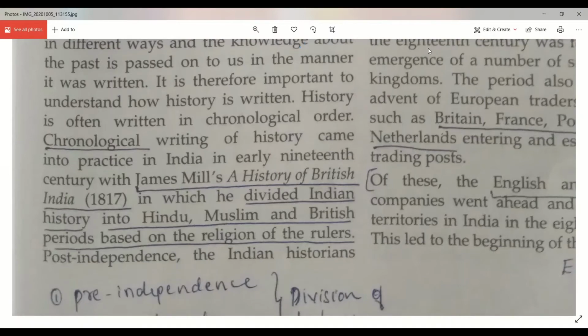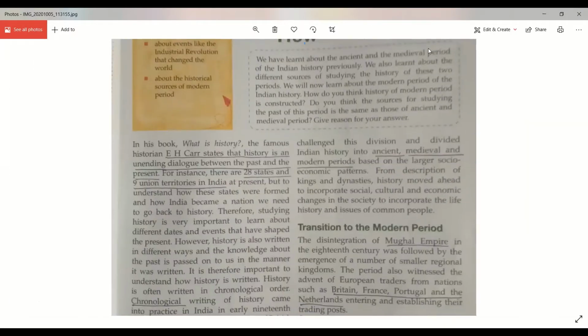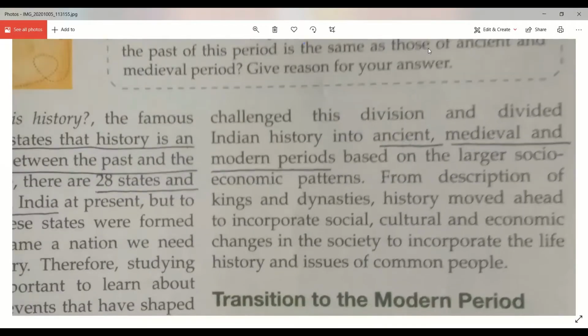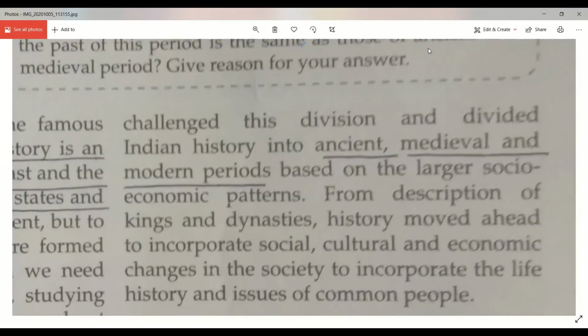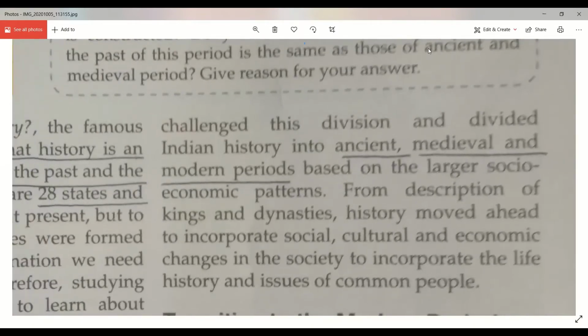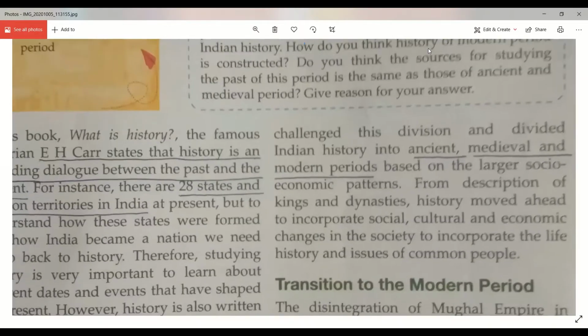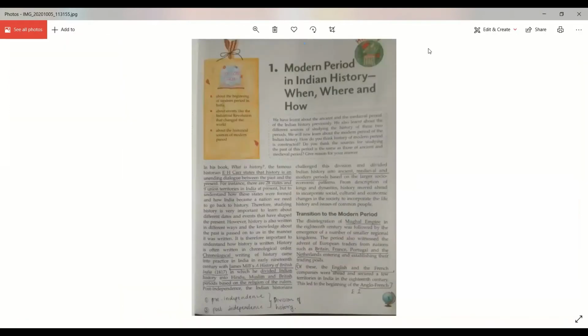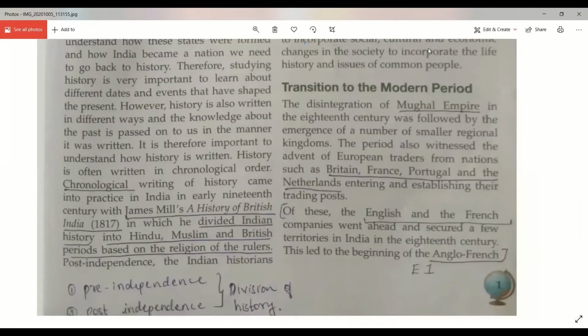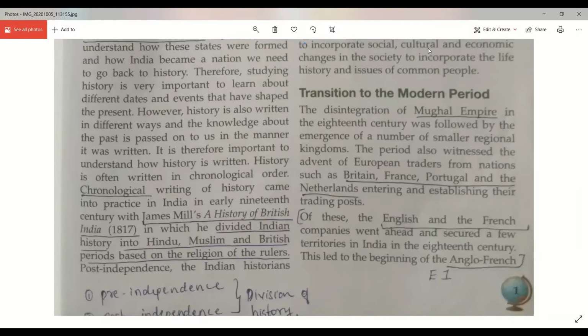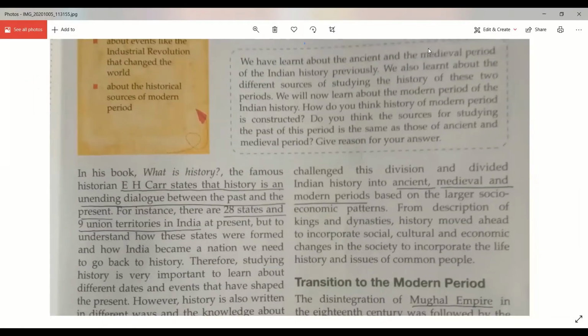Now, post independence, we started writing our own history, and the Indian history is divided into ancient, medieval, and modern periods. What is it divided into? Ancient, medieval, and modern periods. This is post-independence. Pre-independence Indian history was divided into Hindu, Muslim, and British periods. However, post-independence Indian history is divided into ancient, medieval, and modern.